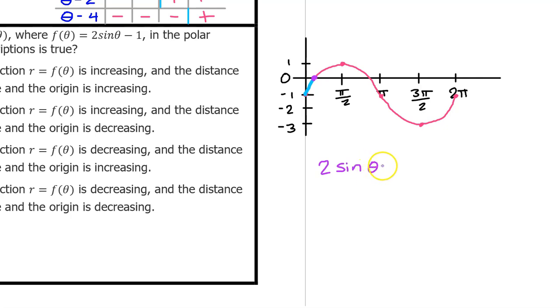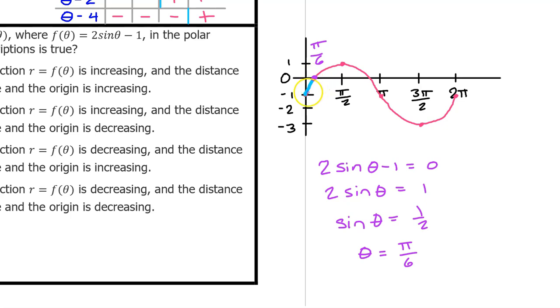2 sine theta minus 1 is equal to 0. Adding 1 to both sides, that's 2 sine theta is equal to 1. Dividing both sides by 2, we get sine theta is equal to 1/2. The sine of what angle is equal to 1/2? Well, especially in the first quadrant, we know the sine of pi over 6 is 1/2. So this very first x-intercept is pi over 6. So the interval from 0 to pi over 6 is in fact the little blue highlighted region.